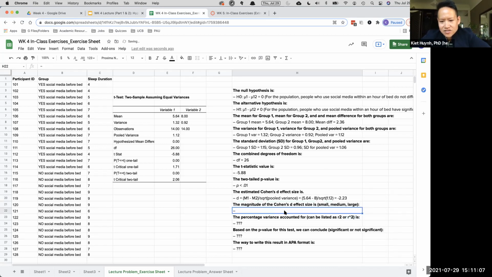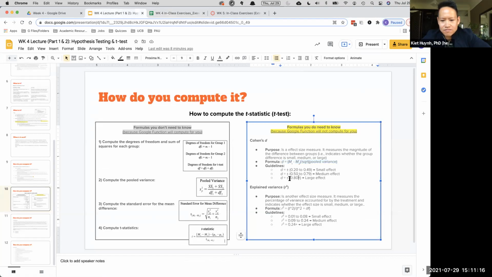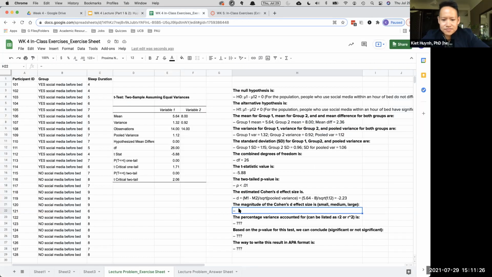Okay, what is the magnitude of Cohen's d effect size? Is this small, medium, large? Let's go back to the lecture slide. Anything that is greater than 0.80 or extends beyond negative or positive 0.80 is a large effect. So this qualifies as a large effect.